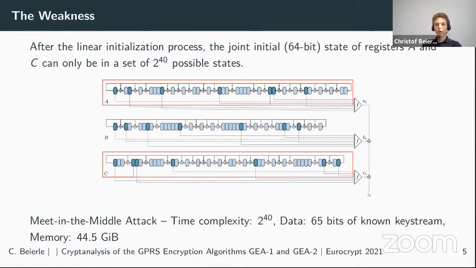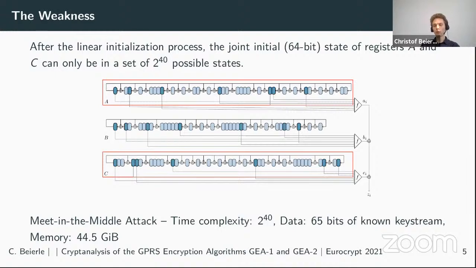This would directly lead to a very simple meet-in-the-middle attack, where the idea is that you generate a table for all 2^33 possible values for register B, and store the output stream after the function f, the B_i values, in a sorted table. Then you exhaustively search over the 2^40 possible states for A and C, and find a match in the table.